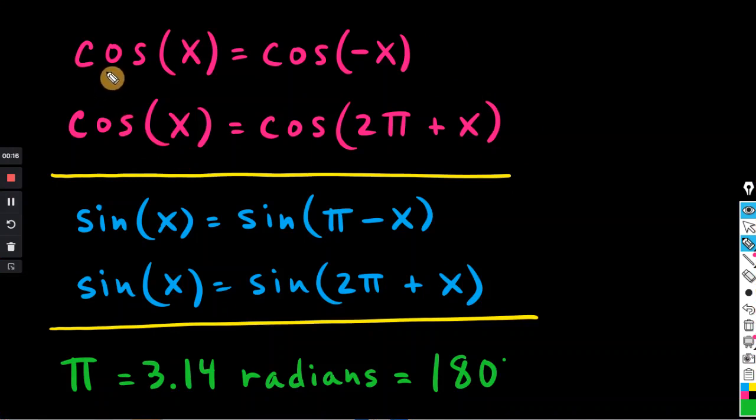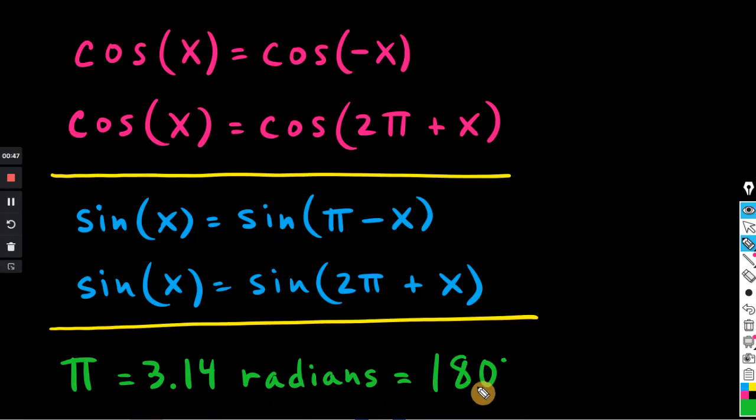Okay, you want to remember that the cosine of x equals the cosine of negative x. Okay, x is representing the angle measurement, and the cosine of x equals the cosine of 2 pi plus x. The sine of x equals the sine of pi minus x, and the sine of x equals the sine of 2 pi plus x.